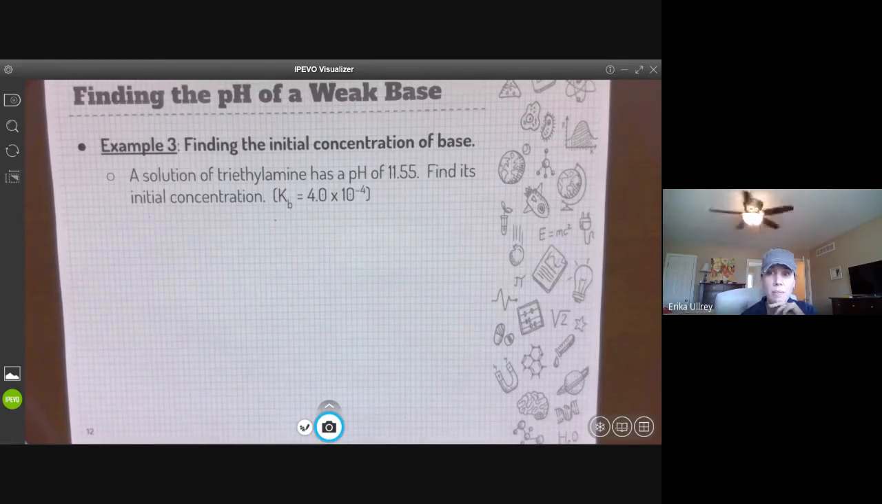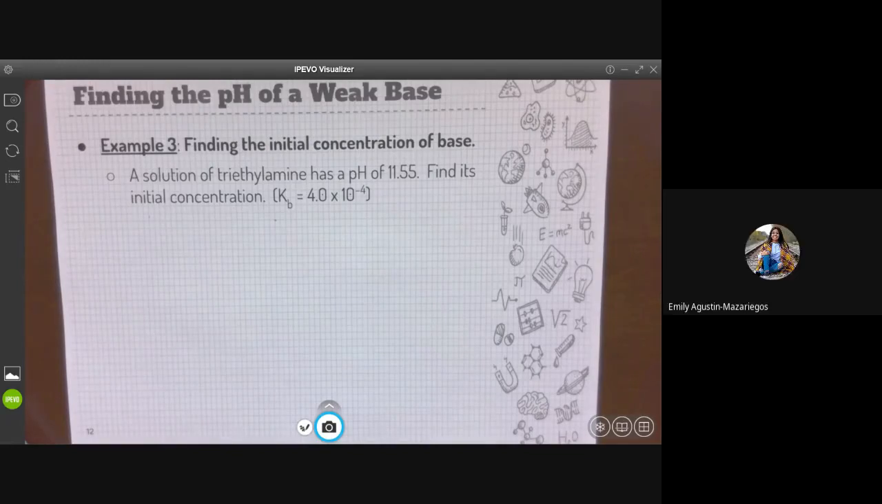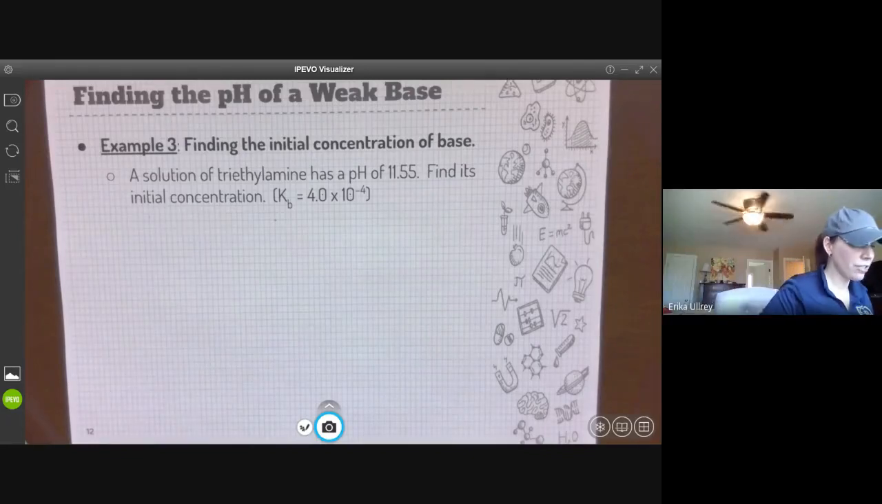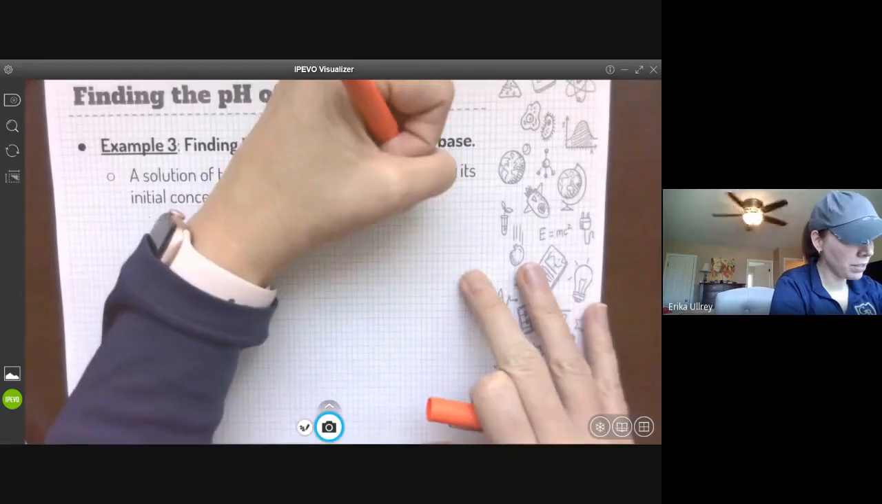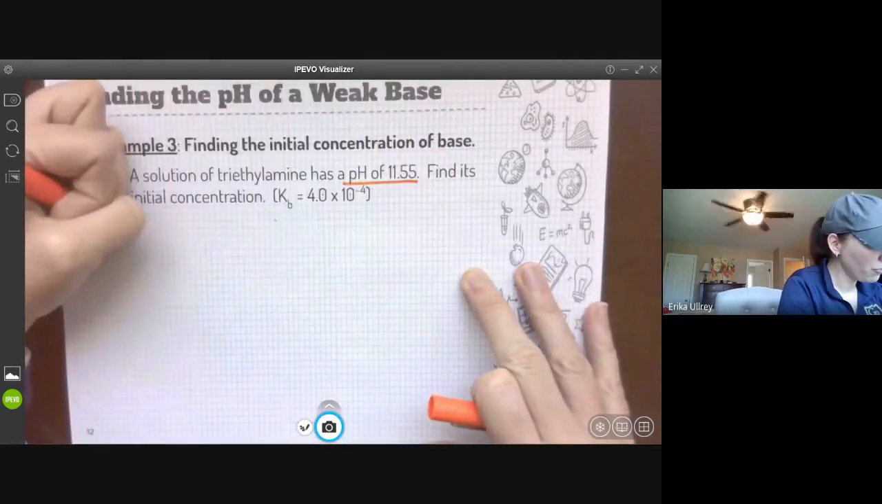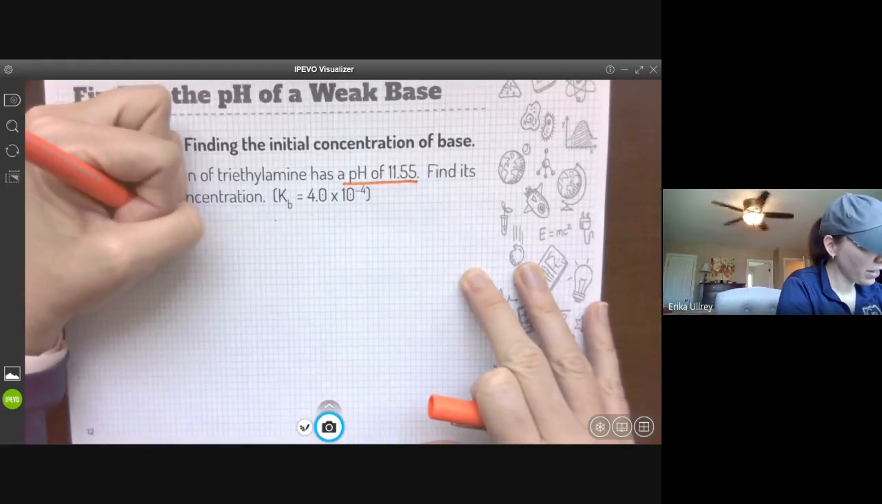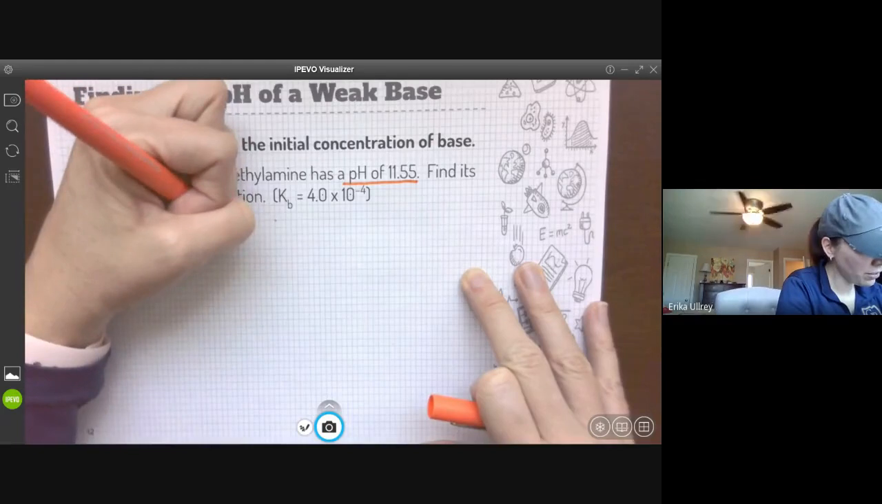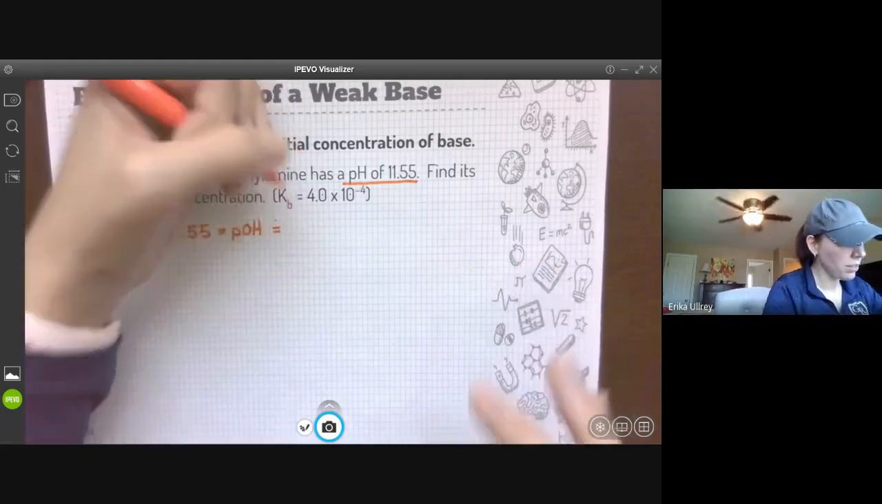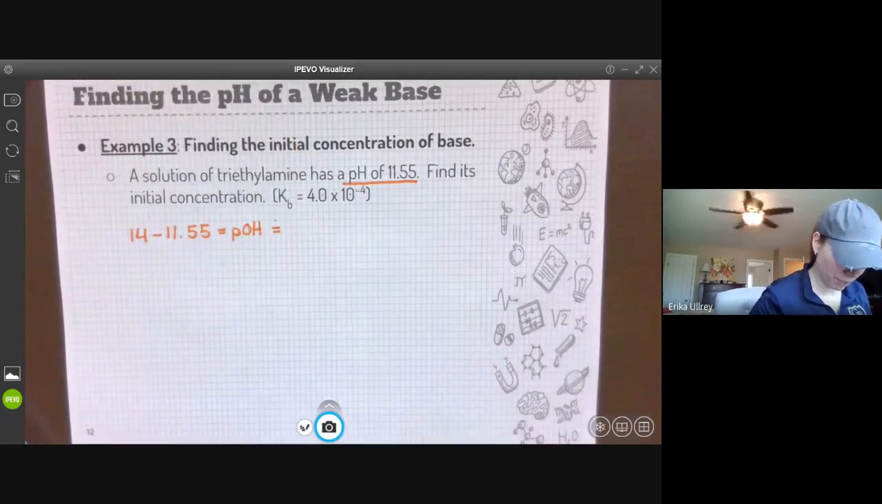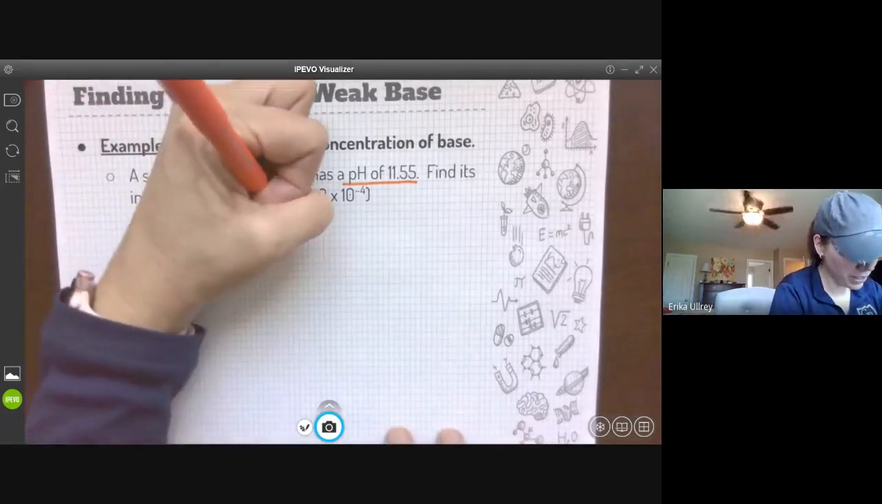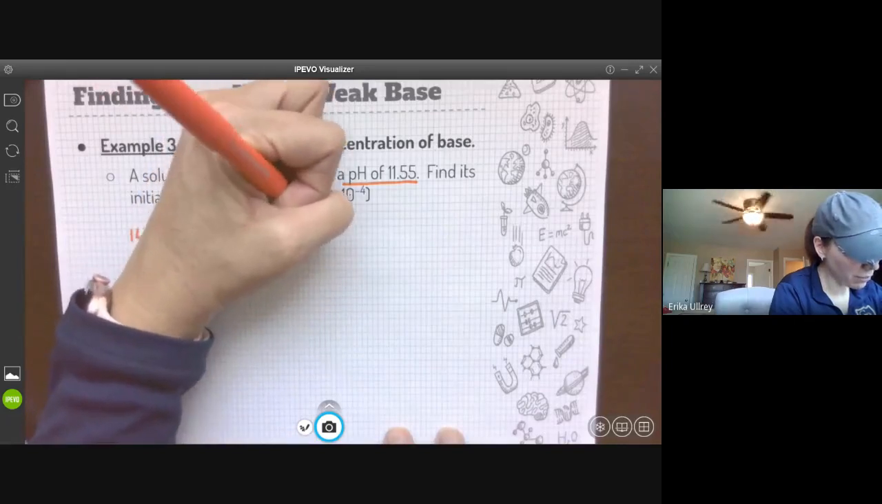Emily, what do you think the first step is? Do the 14 minus pH equals POH. Yeah, okay, so 14 minus pH, because it gave us a pH right here. So 14 minus our pH, which is 11.55, will give us our POH. So that would equal 14 minus 11.55. So that's a POH equal to 2.45.